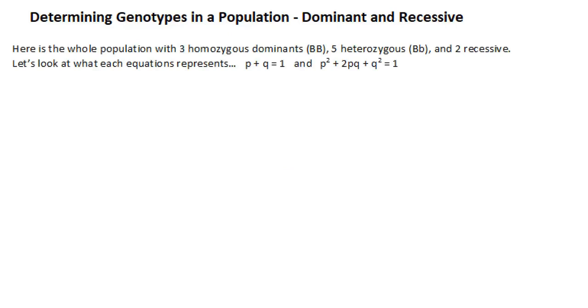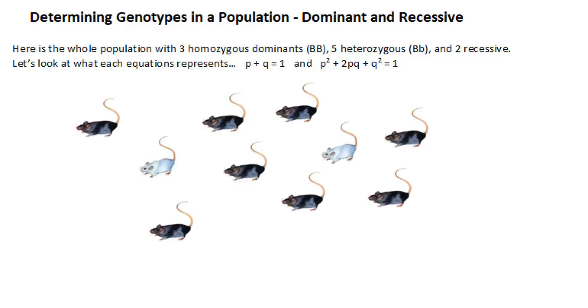Let's look at that population of mice again. 2 are white, or little b. 3 are homozygous dominant, or big B, and 5 are heterozygous, big B, little b. What's amazing is that the Hardy Weinberg equation is able to use the real patterns in nature, the real patterns of genetics and inherited traits to figure this out. So this is very powerful stuff, and this is real.